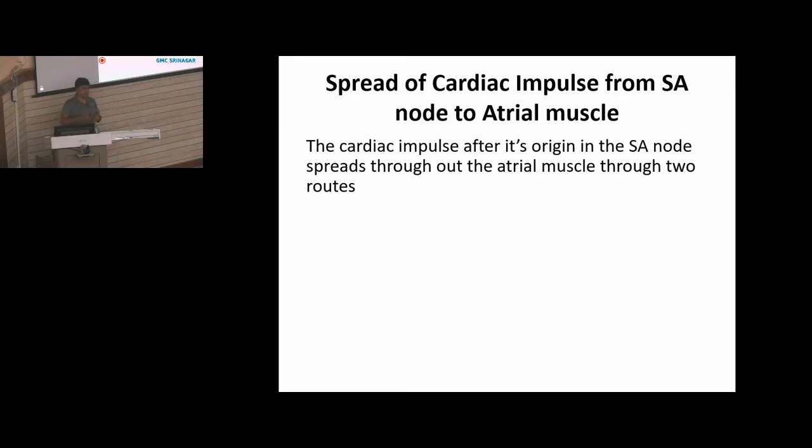As we know, this impulse cannot go to the ventricles directly because there is non-conducting fibrous tissue between atria and ventricles that makes the heart two electrical chambers. One is atrial chamber, one is ventricular chamber. The impulse can only go through some special pathway to the ventricles. Otherwise, this SA nodal impulse will not go directly to the ventricles. So this SA nodal impulse will only be spread to the atria. So how does it spread?